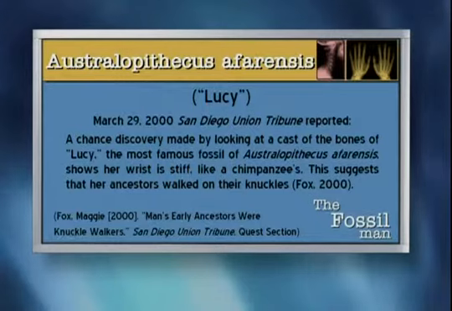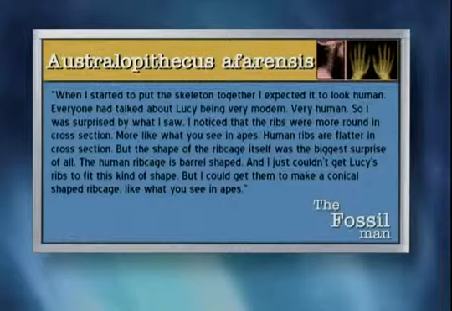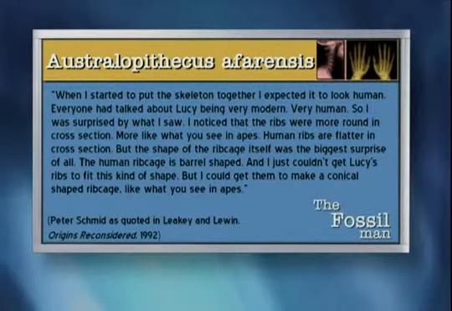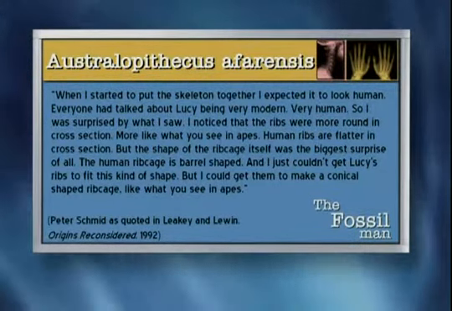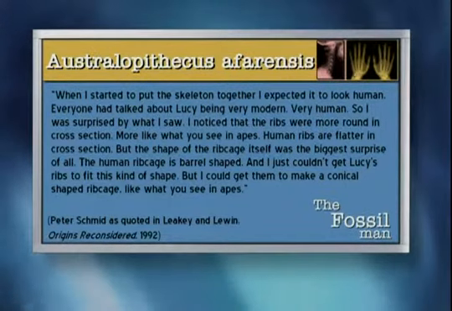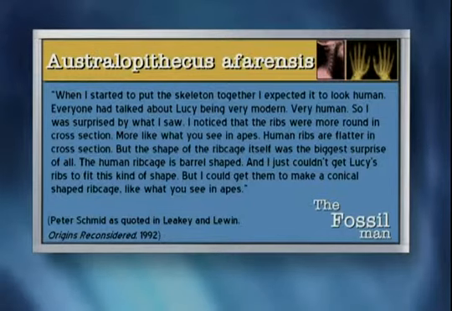When they first presented Lucy, they said, hey, she has a barrel-shaped rib cage. She's on her way to becoming human. But I want you to read one of the comments made by Peter Schmidt after they shipped him a replica of Lucy. He said, when I started to put the skeleton together, I expected it to look human. Everyone had talked about Lucy being very modern, very human, so I was surprised by what I saw. I noticed that the ribs were more round in cross-section, more like what you see in apes. Human ribs are flatter in cross-section, but the shape of the rib cage itself was the biggest surprise of all.